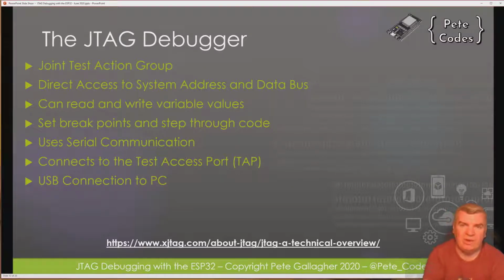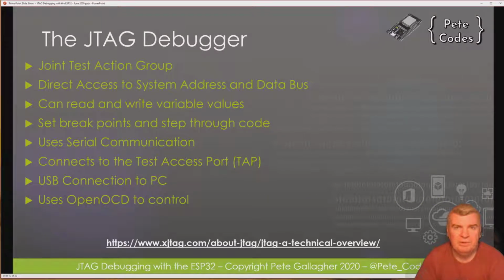And then the device itself, the JTAG debugger, plugs in via USB back to the PC. And then on the PC, there's a piece of tooling called OpenOCD that the various pieces of software then use to communicate in and out.